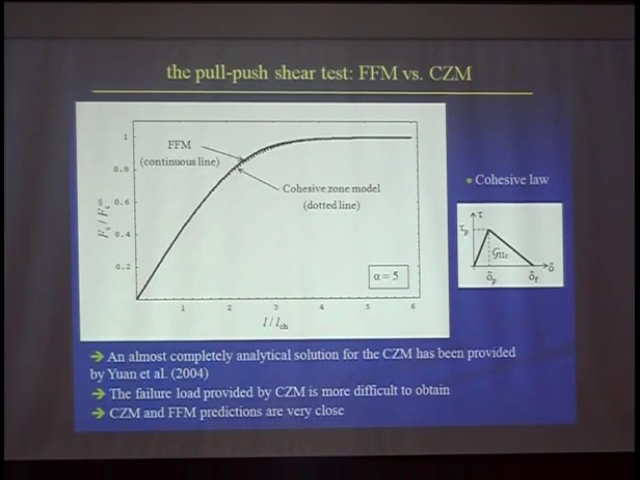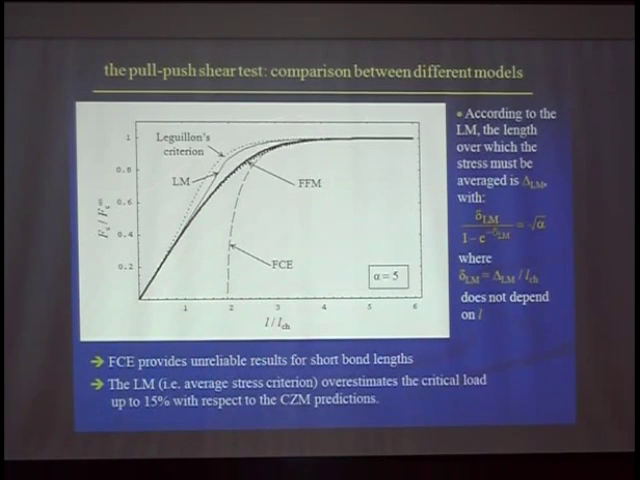Here is another plot. We compared the solution with the one obtained by the cohesive zone model with a linear softening branch, and you see that the two predictions are in excellent agreement. Also, I must say that the finite fracture mechanics predictions are much easier to obtain with respect to the cohesive zone model. Here is the comparison with other models based on critical distances. I just want to say again that finite fracture mechanics is the one providing the closest prediction with respect to the cohesive zone model.